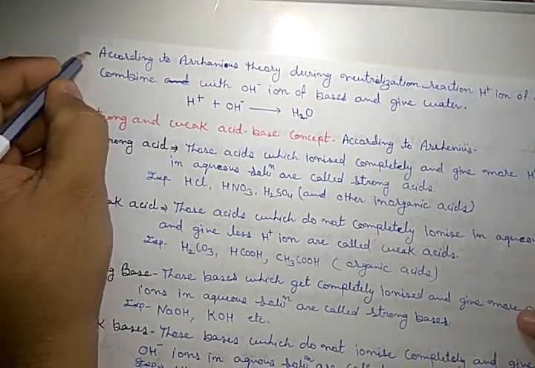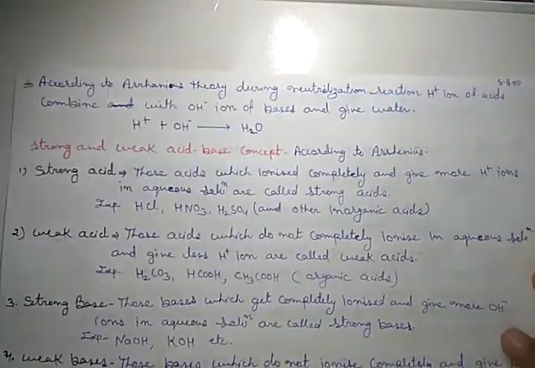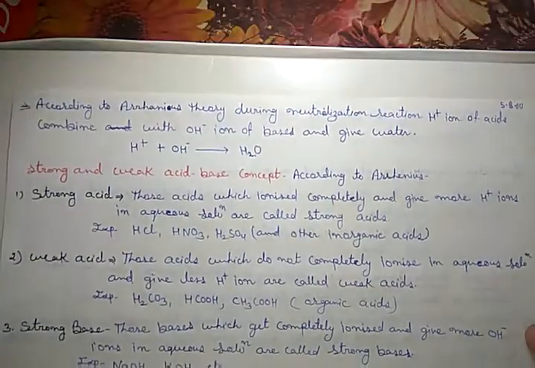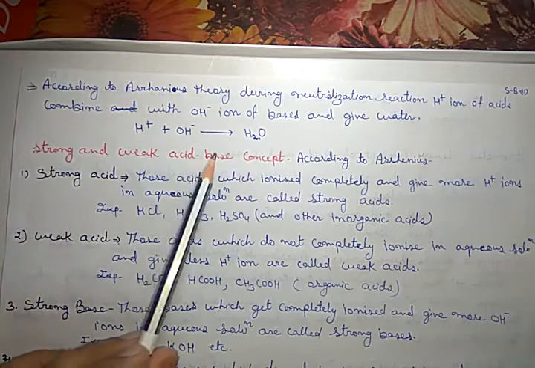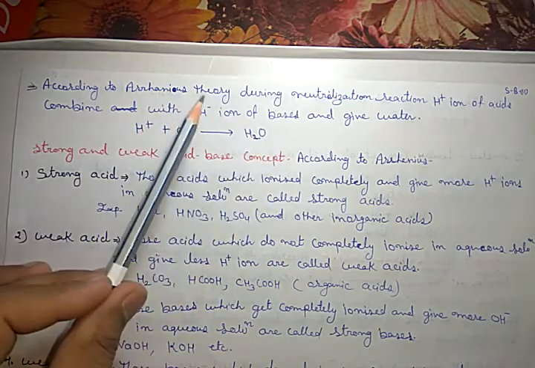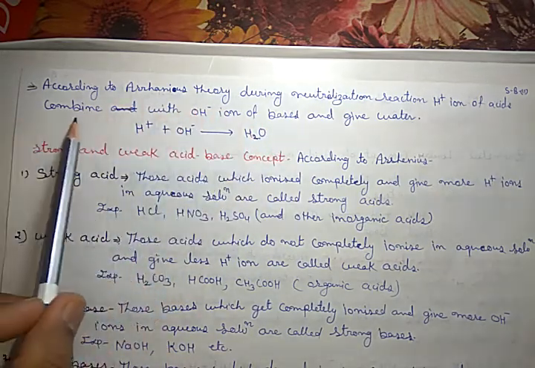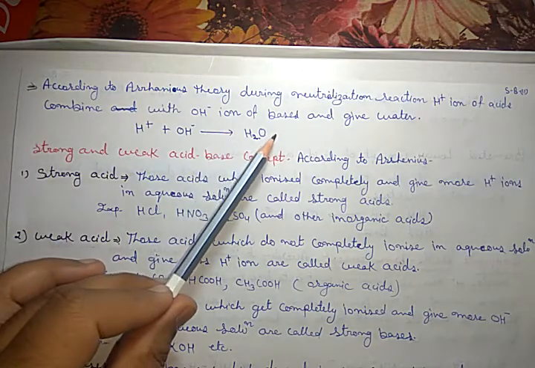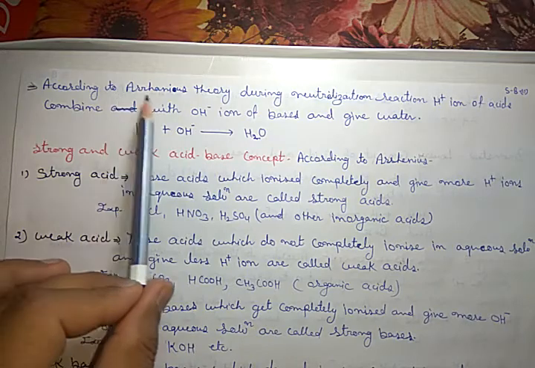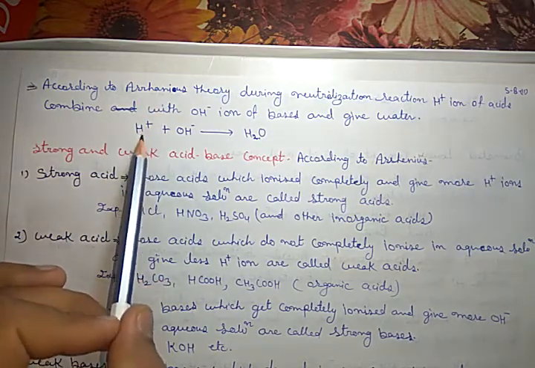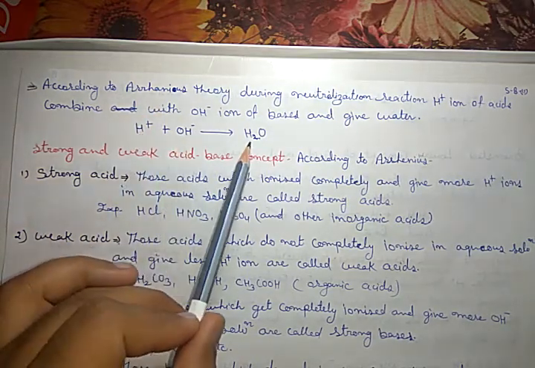Now, Arrhenius theory explains acid-base neutralization reaction. According to Arrhenius theory, during a neutralization reaction, the H+ ion, that is proton of the acid, combines with the OH- ion, that is hydroxyl ion of the base, and gives water. So according to Arrhenius theory, the neutralization reaction is H+ and OH- ion giving water.